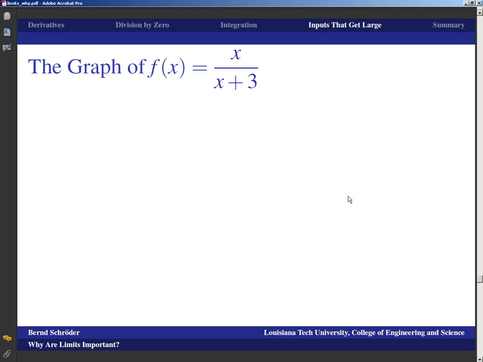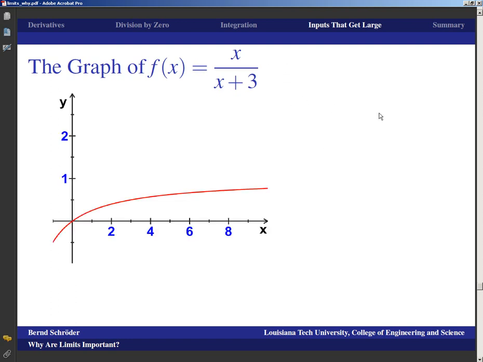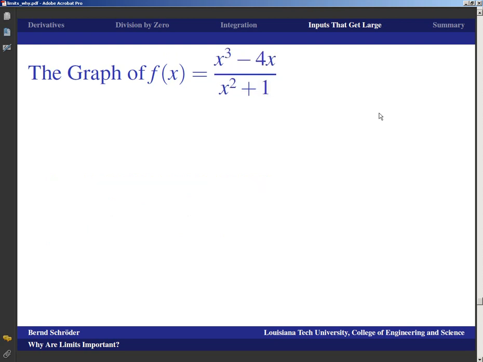And that gets us to the point where we can talk about inputs that get large. For example, if you're looking at the graph of x over x plus 3, that thing seems to level out, and you get what is called a horizontal tangent line. Again, something that is sometimes talked about in algebra class, but without using limits. Well, limits will tell us how to compute those kinds of horizontal tangents. Limits will also allow us to compute oblique asymptotes.